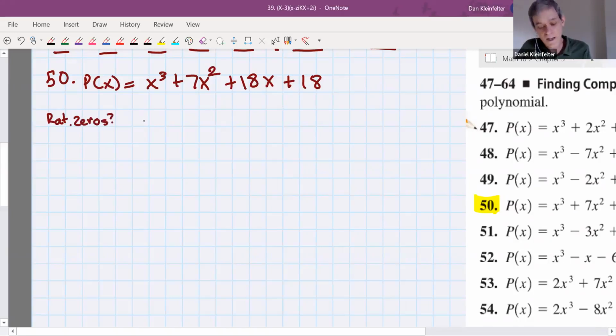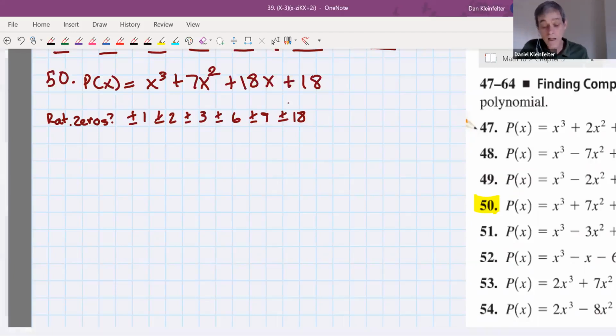So they're going to be fractions. The numerators will be factors of 18. And sadly, 18 has a lot of factors. So 1, 2, 3, 6, 9, and 18. Is that all of them? 1 and 18, 9 and 2, 3 and 6. Yeah. Okay, so that's all of them. So counting the negatives, there's a dozen of those.